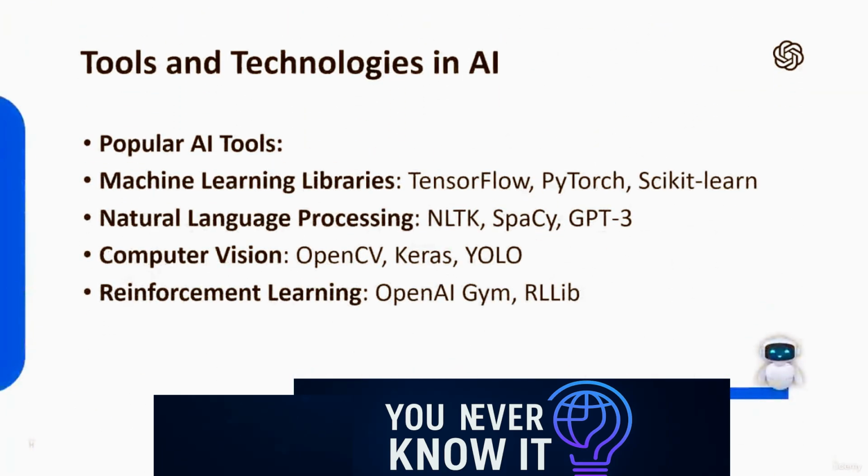Tools and technologies using AI. Popular AI tools for machine learning are libraries like TensorFlow, PyTorch, and Scikit-learn. These are very popular libraries for Python programming. For natural language processing: NLTK, spaCy, and GPT-3, and the latest one, GPT-4. Computer vision: OpenCV, Keras, and YOLO. These are all used with a camera, webcam, and video identification. These are the popular libraries.